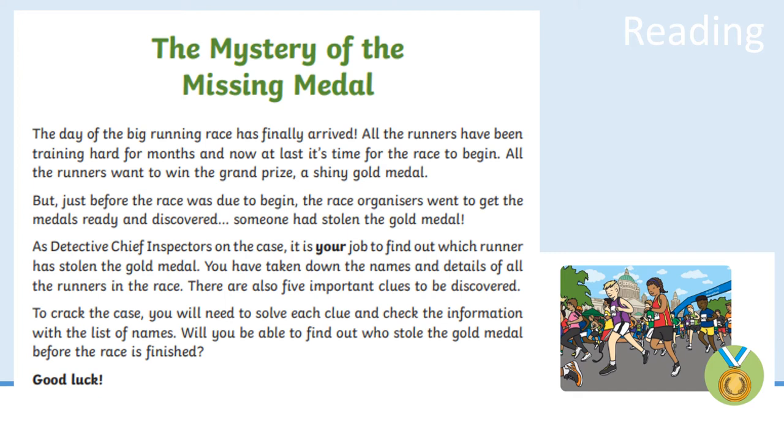As detective chief inspectors on the case, it is your job to find out which runner has stolen the gold medal. You have taken down the names and details of all the runners in the race. There are also five important clues to be discovered. To crack the case, you will need to solve each clue and check the information with the list of names. Will you be able to find out who stole the gold medal just before the race is finished?